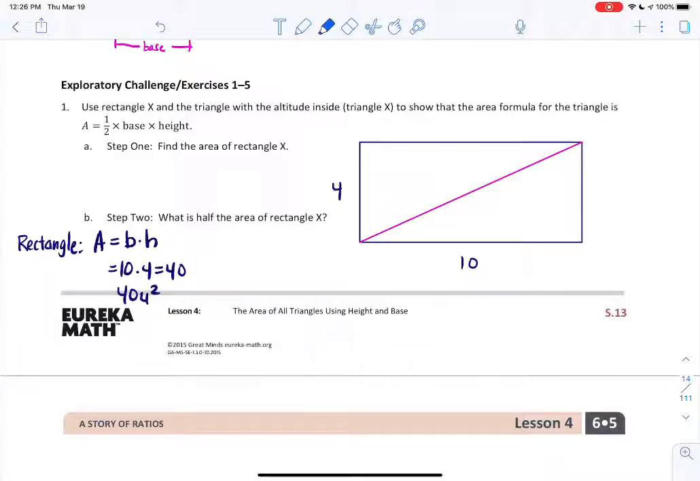So now focusing on the bottom half of this. The bottom half would be here. This would be a right triangle. And this right triangle has a relationship to the original rectangle. So this blue section is half. What does half mean? Half means divide by 2.